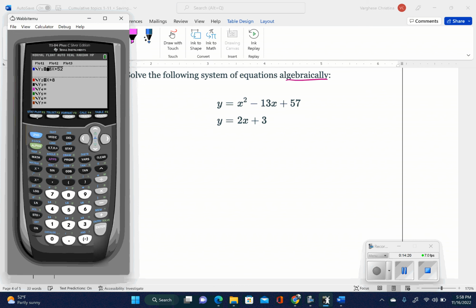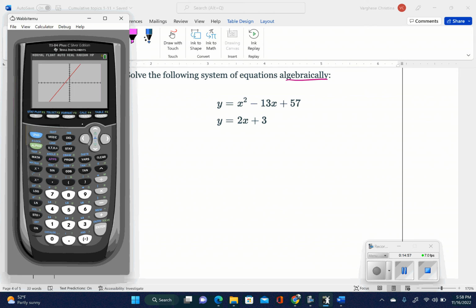Okay, so you're going to hit y equals right here. Let's clear what's here and clear the second one as well. So for the first one, you want to type in x squared minus 13x plus 57. And here you want to type in 2x plus 3, and you want to go to graph. So a blue line will show up. If you look, nothing's showing up, right? But the 2x plus 3, there's the straight line.